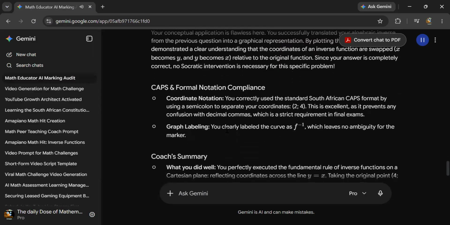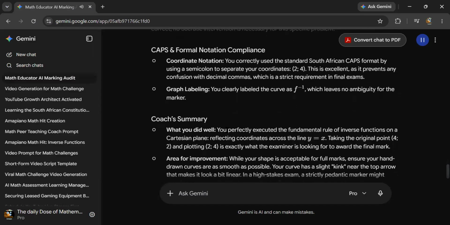CAPS and formal notation compliance. Coordinate notation: you correctly used the standard South African CAPS format by using a semicolon to separate your coordinates, 2;4.